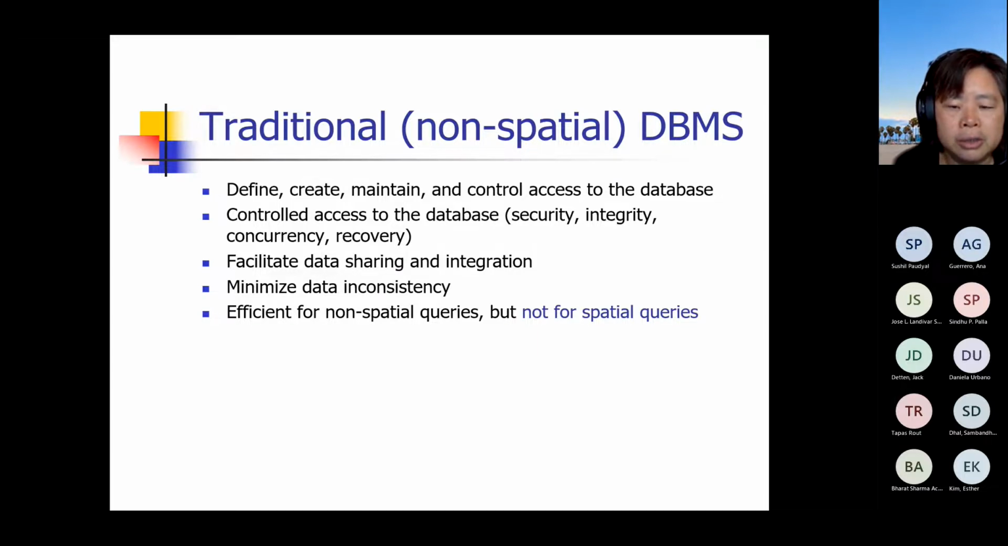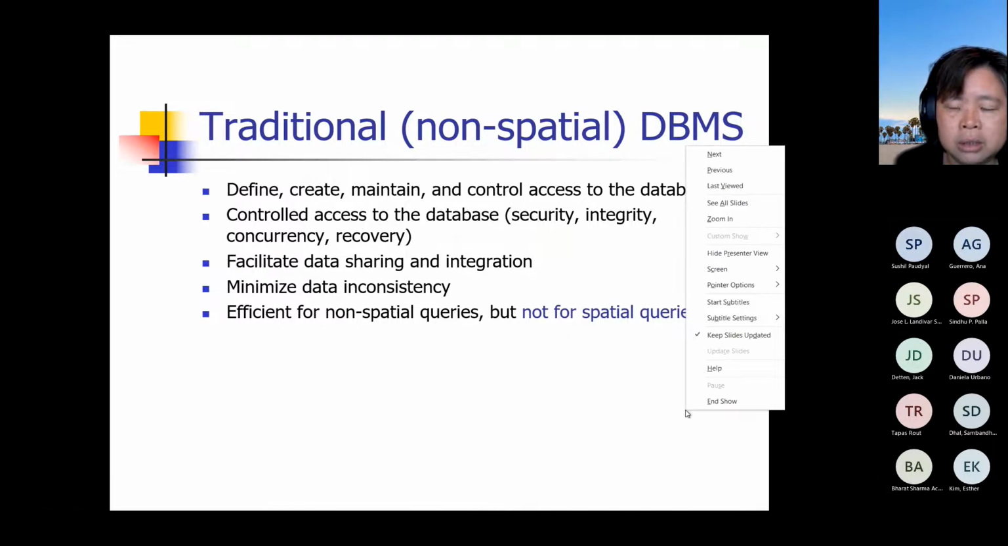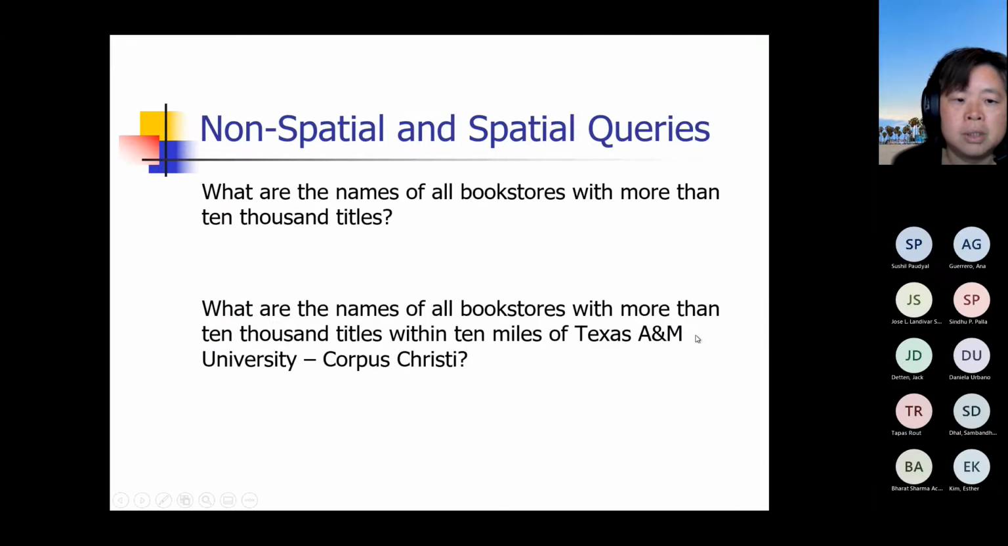So it is good for non-spatial data and non-spatial queries, but one disadvantage is it's not efficient for spatial queries. Why? Before we look at this, let's look at which one is a spatial query and which one is a non-spatial query. Assume we have two queries. The first query asks what are the names of all bookstores with more than 10,000 titles.